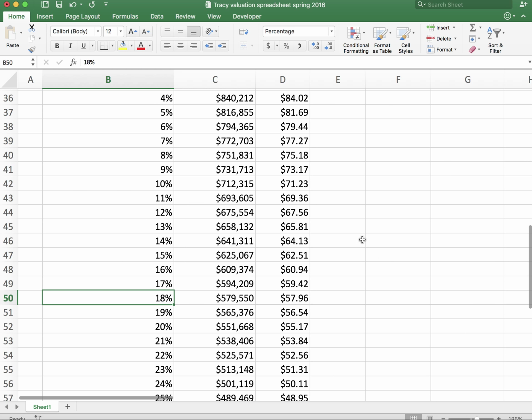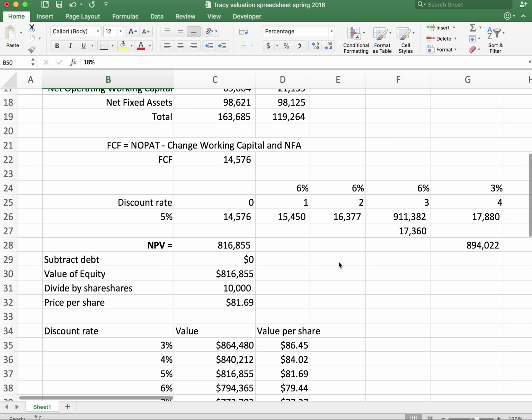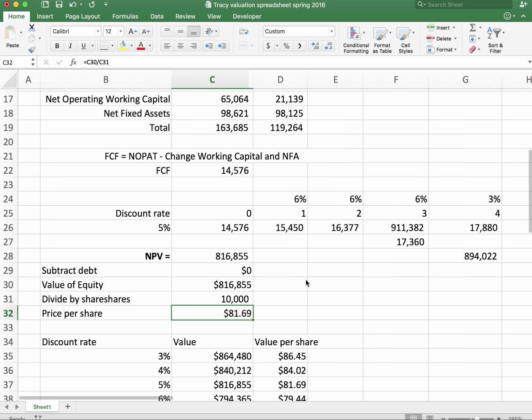So that's one way to look at all these net present values very quickly and easily in a different context, as opposed to putting your own discount value on it and doing your own price per share.